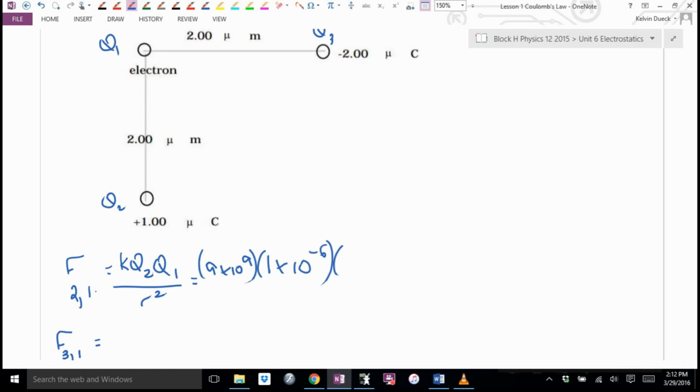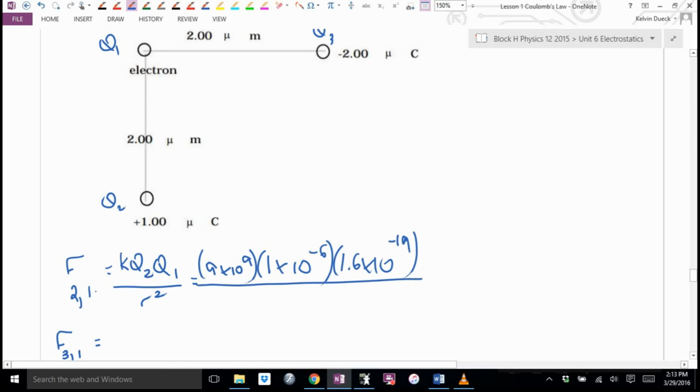Clay? Negative 1.6 times 10 to the negative 19. Am I going to put the negative in the equation, though? No, I'll use that to figure out whether it repels or attracts. But an electron has the elementary charge, 1.6 times 10 to the negative 19.